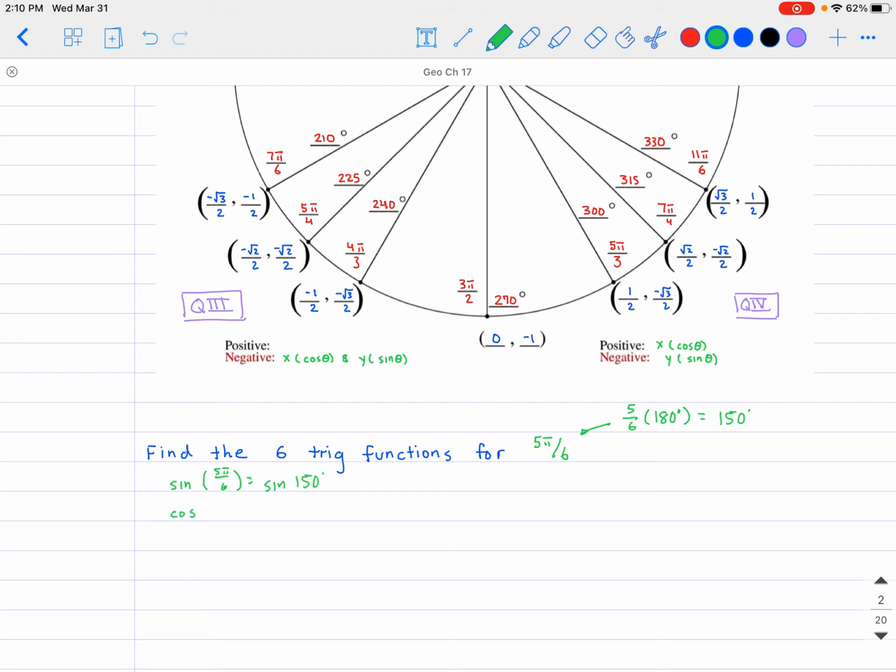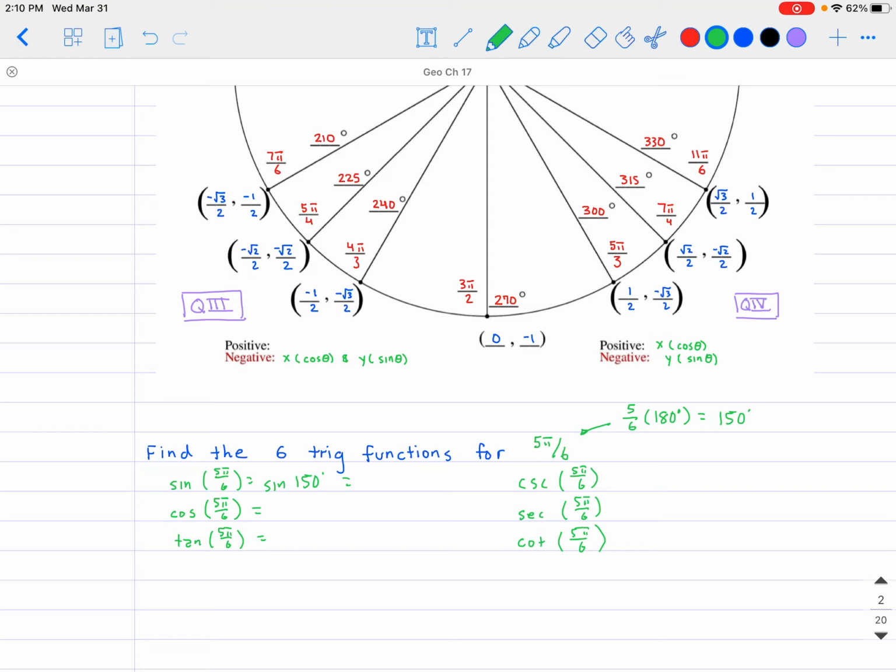Then I also want to know what is the cosine of 5 pi over 6, and what is that equal to, the ratio? What is the tangent of 5 pi over 6? What is that equal to as a ratio? Then there's also cosecant of 5 pi over 6, and then the secant of 5 pi over 6, and finally, what is the cotangent of 5 pi over 6? So those are the 6 trig functions that we're referring to, and I want to know what it is going to be according to that angle that we have.